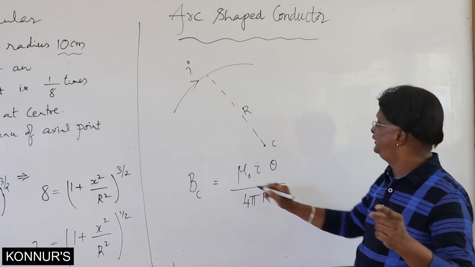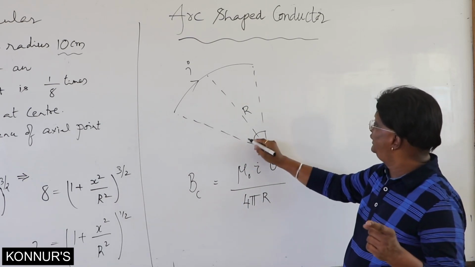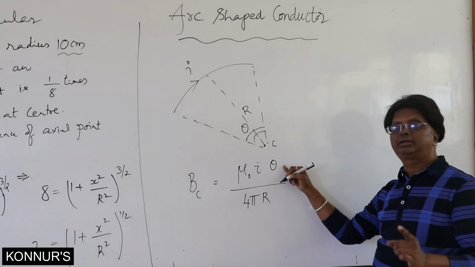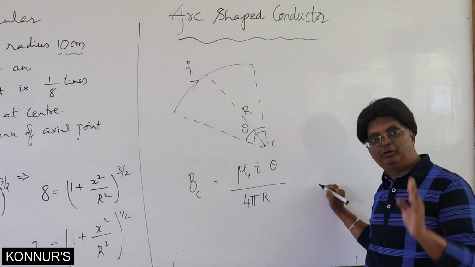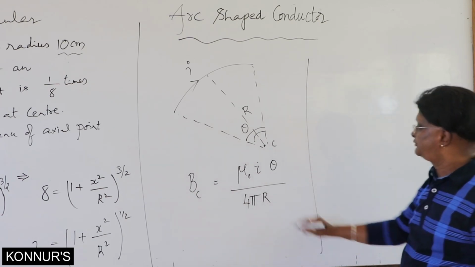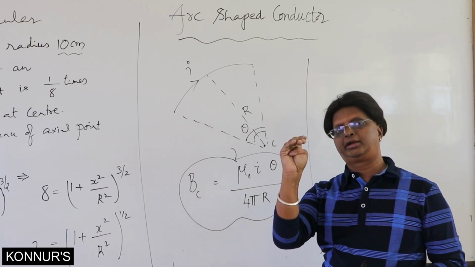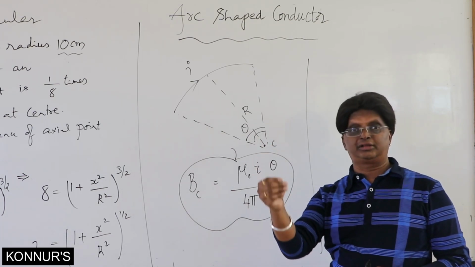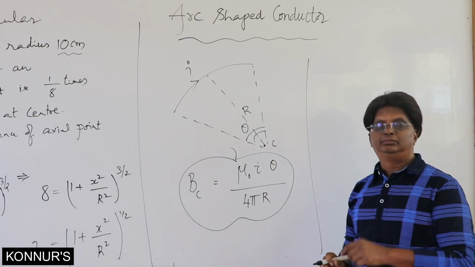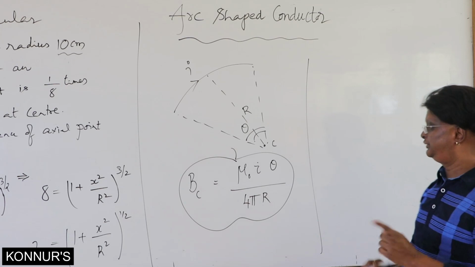Now here, what is this theta? Theta is the angle made by the arc, the angle of the arc at the center, to be substituted always in radian. So this is our expression. And what about the direction? Same as the right hand rule. The curl of the fingers represents the direction of the current and the thumb shows the direction of magnetic induction at the center.